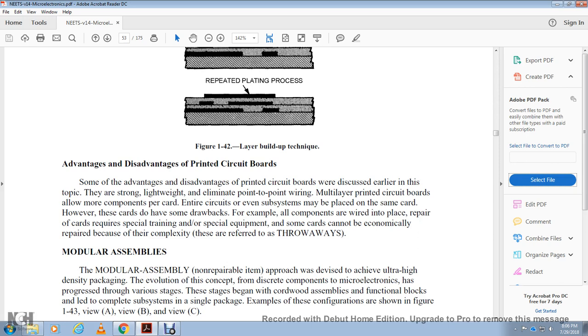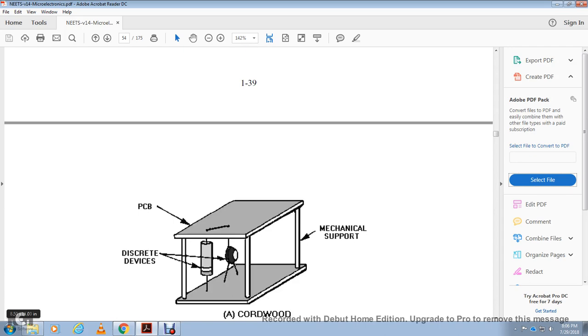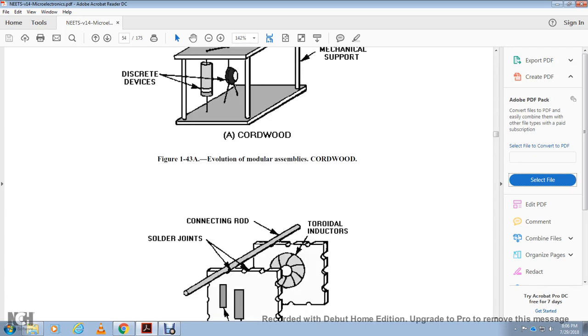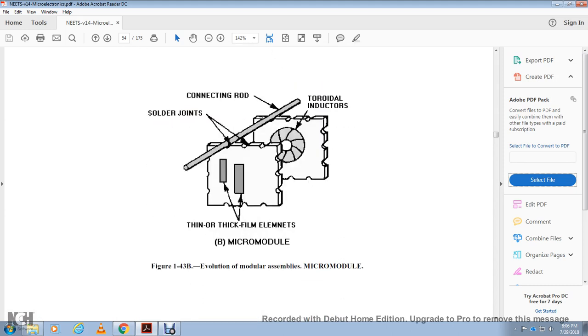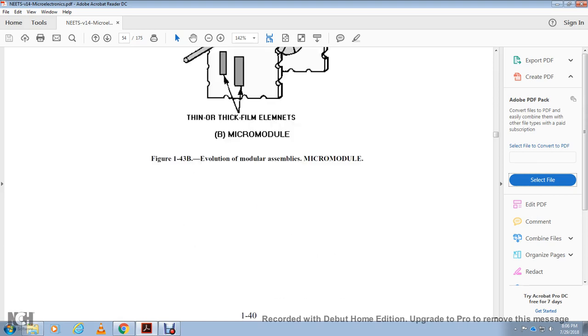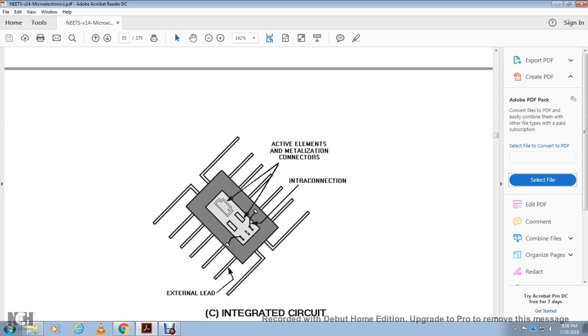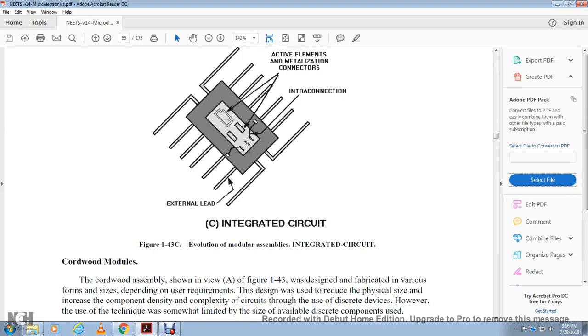Modular assembly, non-repairable items, is an approach to achieve ultra-high density packaging, an evolution of the concept of discrete component microelectronics. The progressive stages between the cordwood assembly and the functional block lead to the complete subsystem in a single package, with example configurations shown in figure 143, view A, view B and view C. The printed circuit board is a discrete device, with cordwood, metal mechanical support, solder joint, connecting rather than toroidal inductors, and thin or thick film elements. Evolution of modular assembly, micromodule. Active elements, metallization, contactors, interconnection, external leads, integrated circuit.